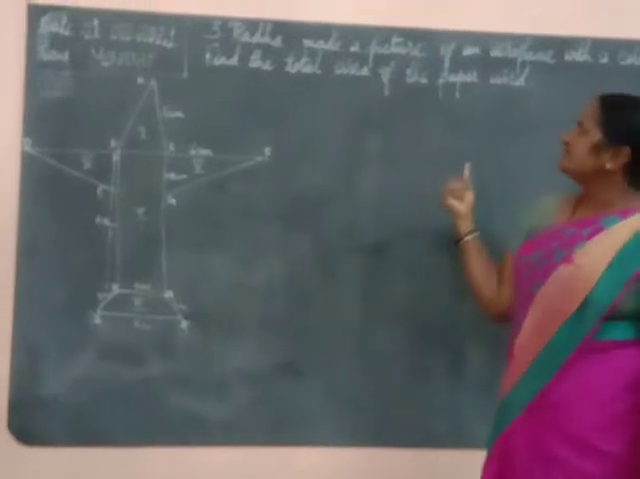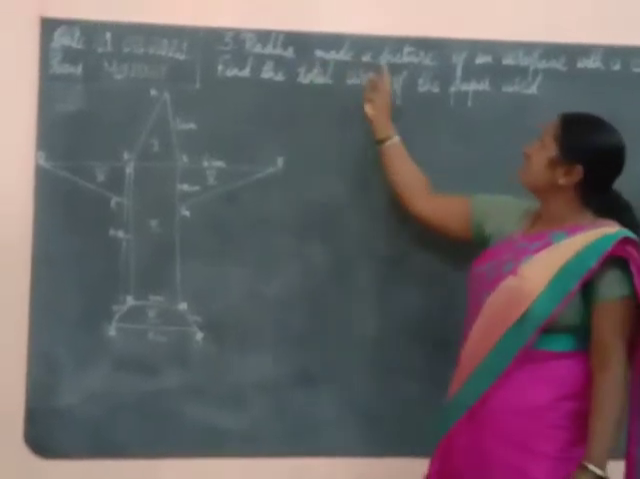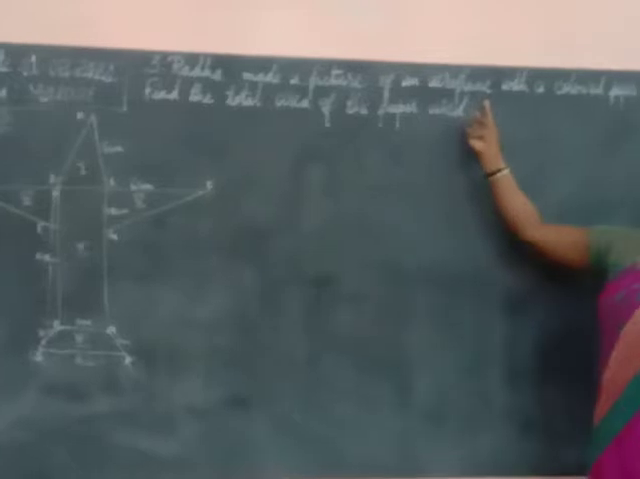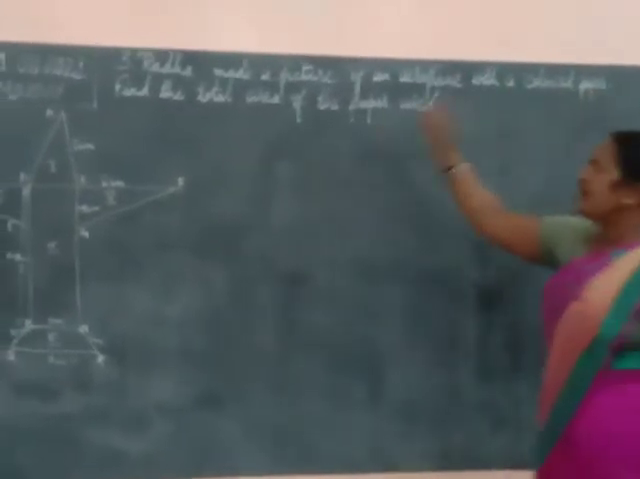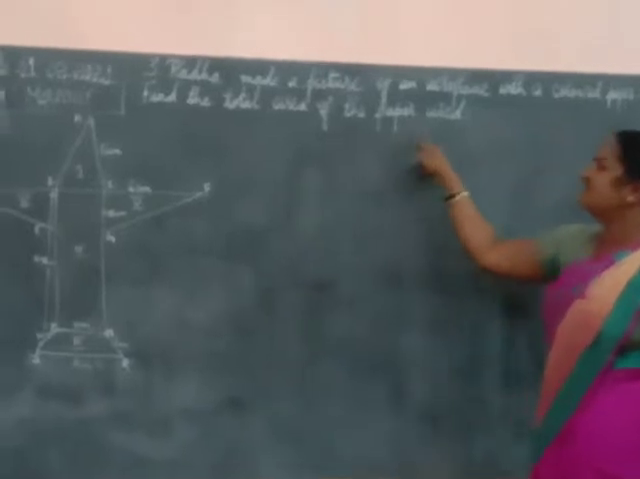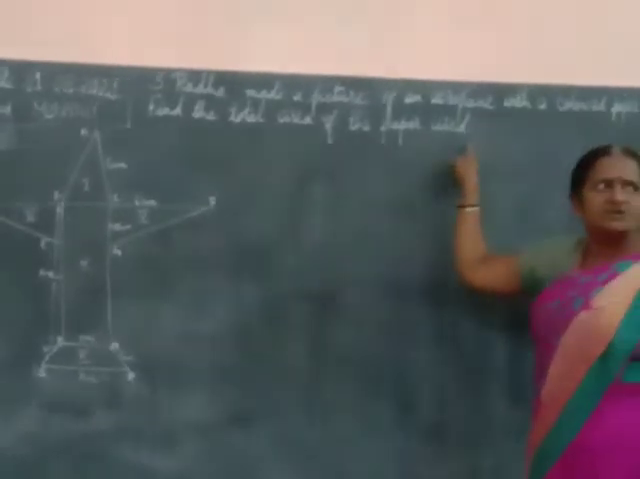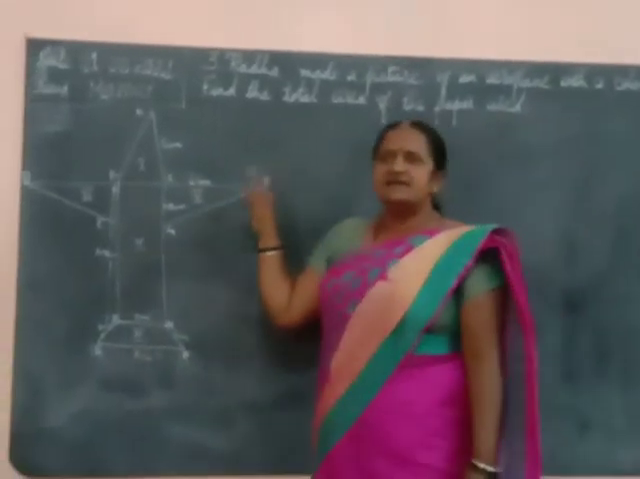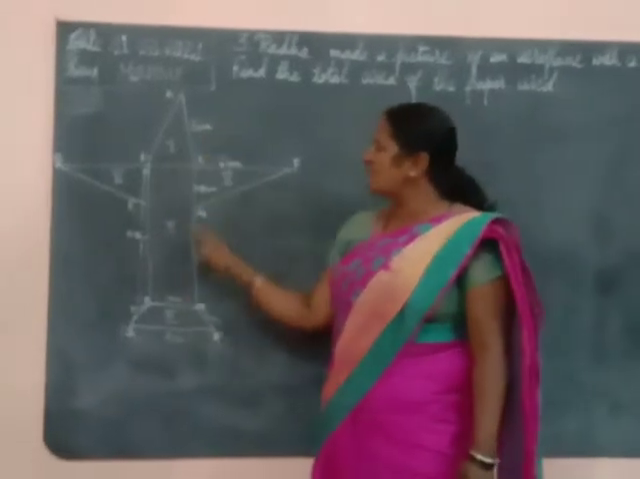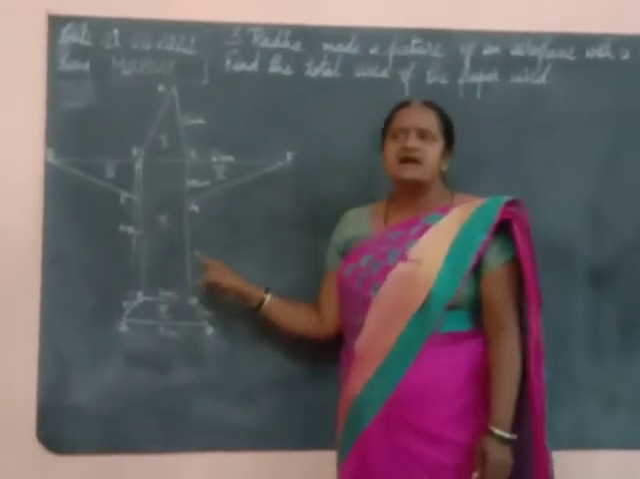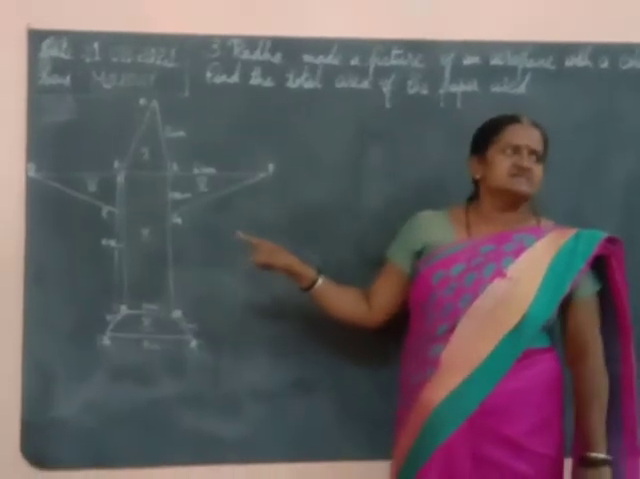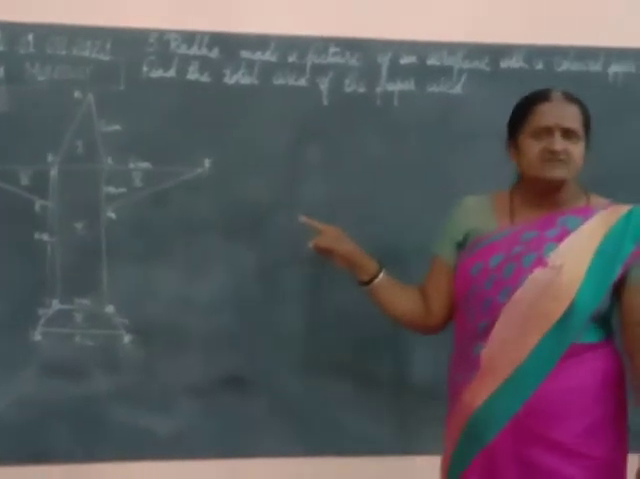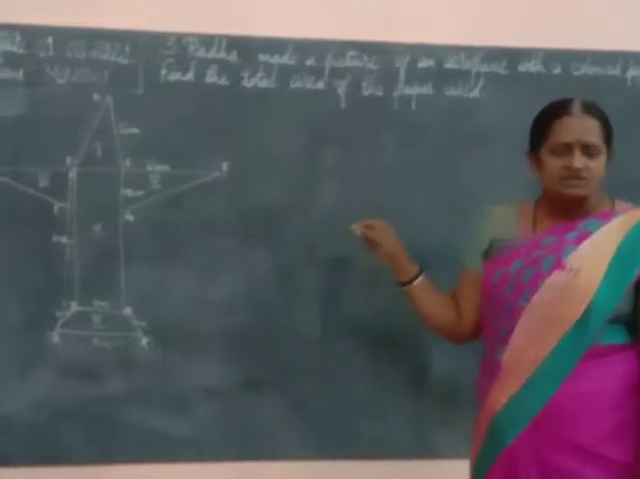Here in the third problem, Radha made a picture of an aeroplane with colored paper. Find the total area of the paper used. So Radha made an aeroplane, and it is made by paper. How much paper has she utilized? About that we have to find out. That is the area of the paper used.